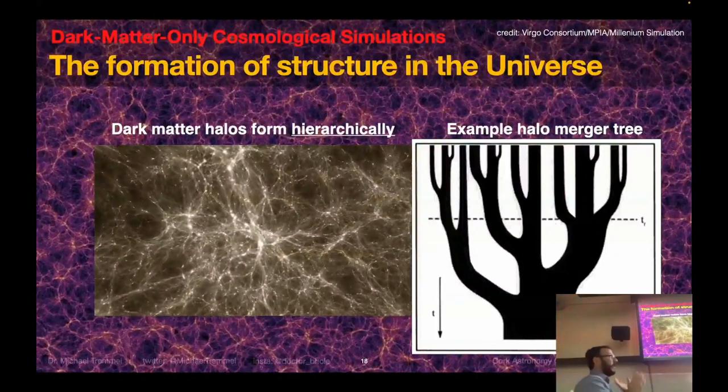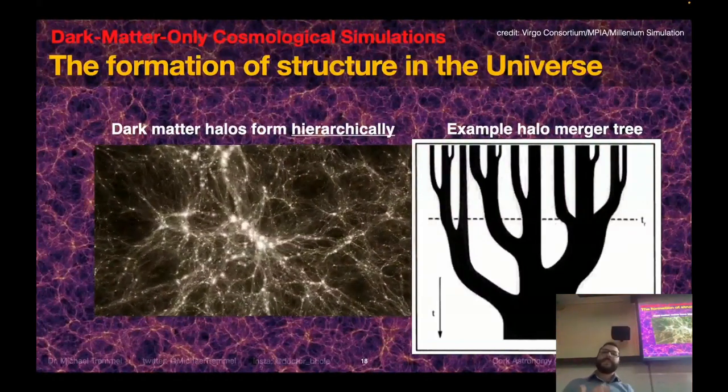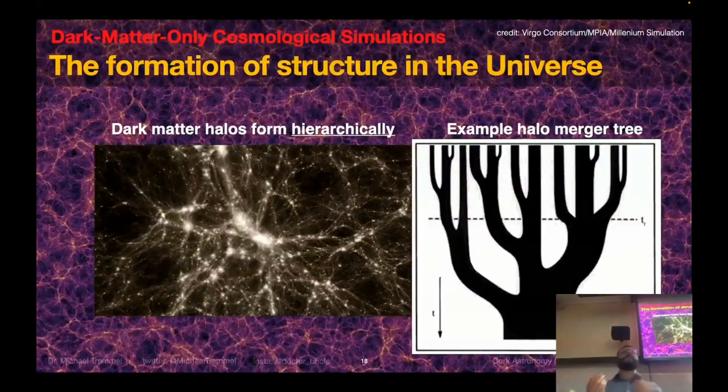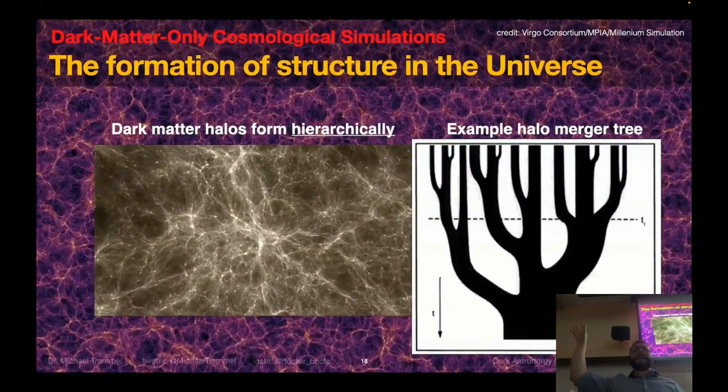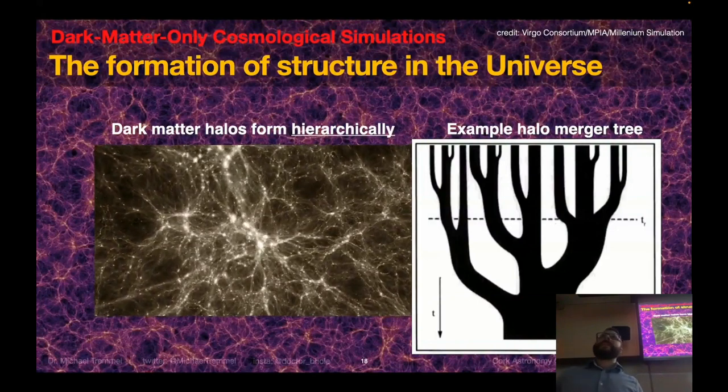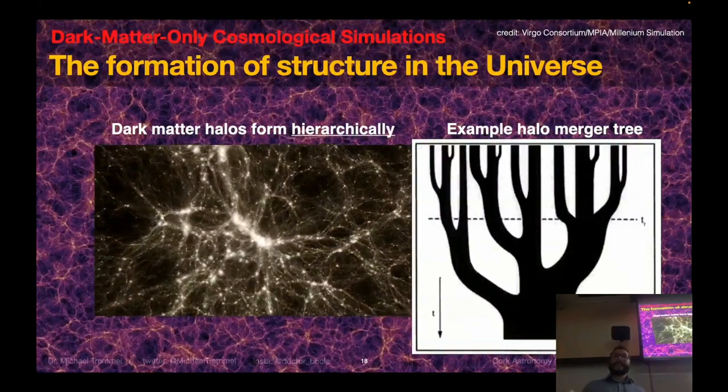But this is all dark matter. This is all stuff that we can't actually see. So how can we relate dark matter? How can we relate a simulation like this to the galaxies that we see in, say, the Sloan Digital Sky Survey or in any telescope on Earth?